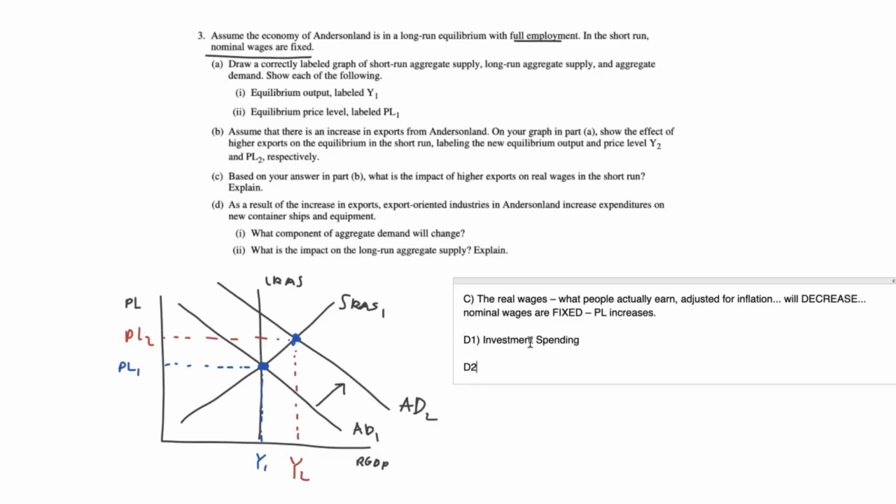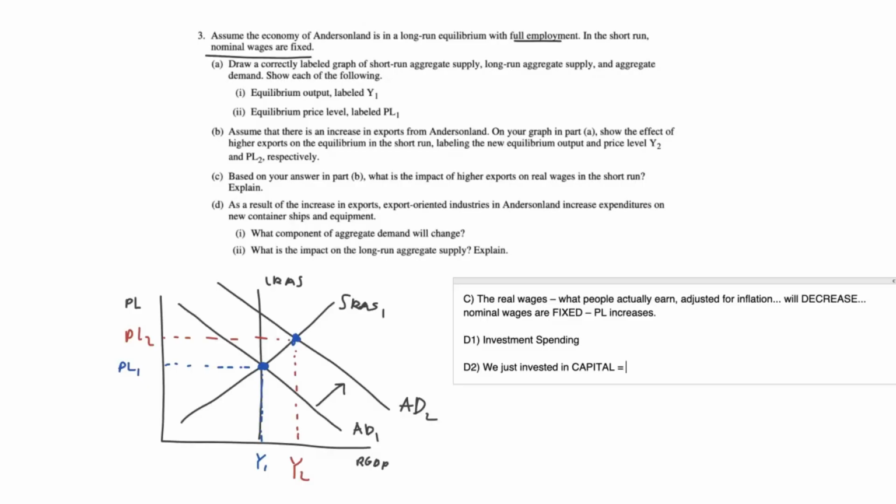Cool. Let's move on to the last part of this FRQ. It says, what is the impact on the long run aggregate supply? Okay, so this is interesting. Because we just had investment spending, right? We have new container ships and new equipment. That means we just invested in capital, okay? If you think about it, if we invest in capital, long run aggregate supply curve will shift to the right.